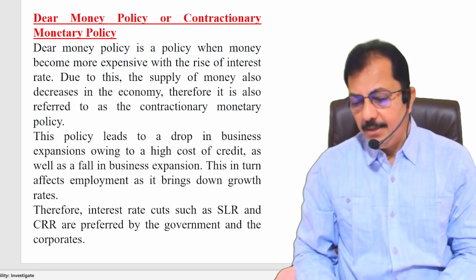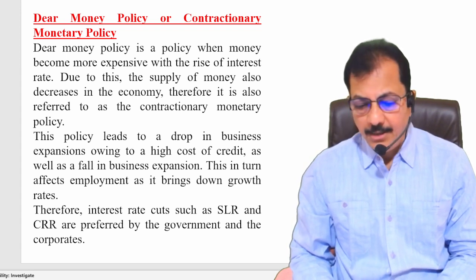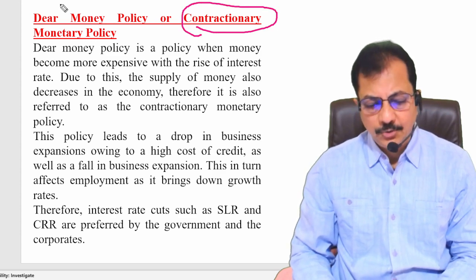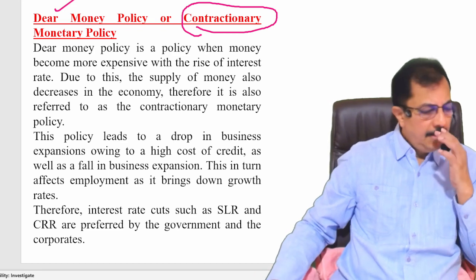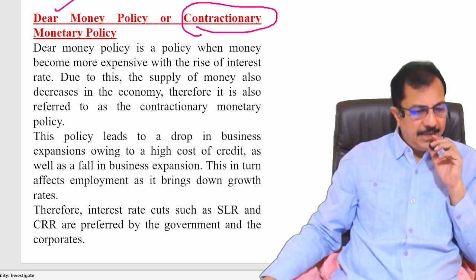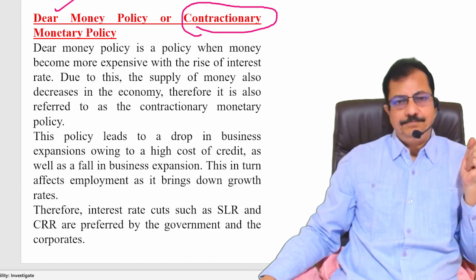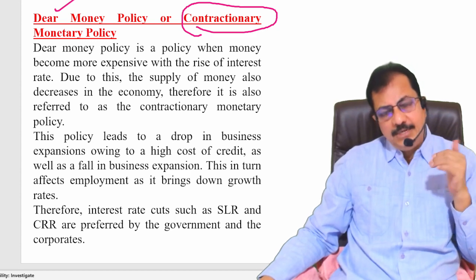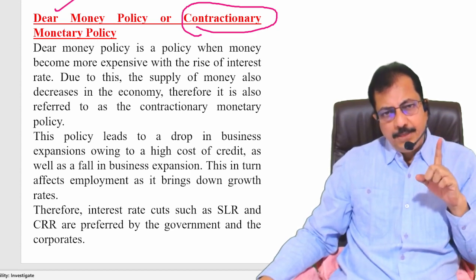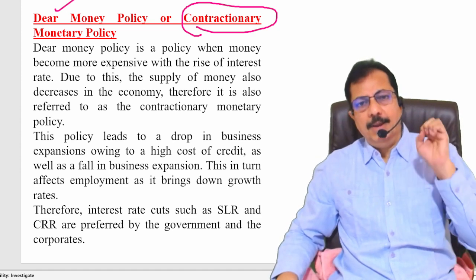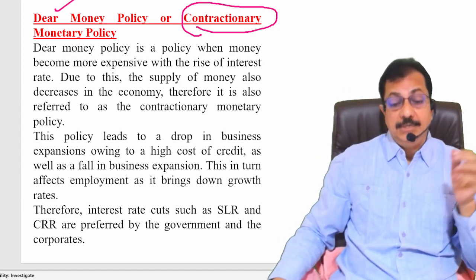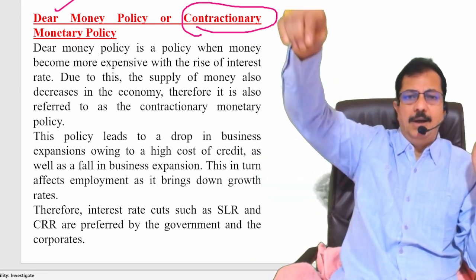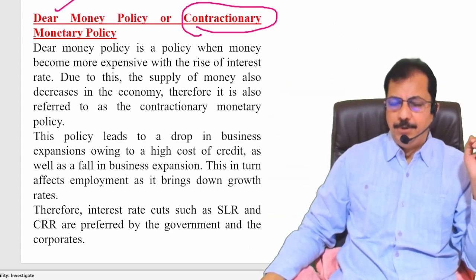Next comes the dear money policy or contractionary monetary policy. Already we have discussed, clear, that it is also called dear money policy. Sometimes you read in the newspaper that the prices of vegetables have become dearer, right? Dearer means the prices are increasing. When prices are increasing, that is called inflation. When there is inflation, RBI will apply the contractionary policy, that is called dear money policy. Am I clear? So whenever there is inflation, RBI will be applying the contractionary policy.